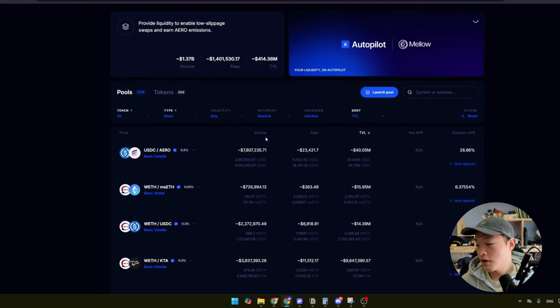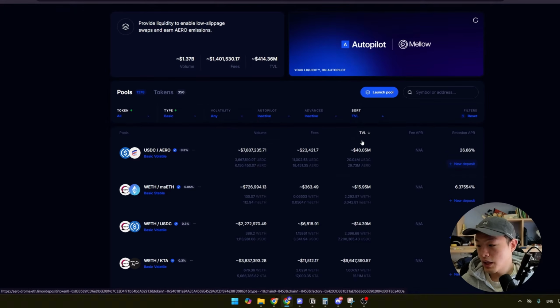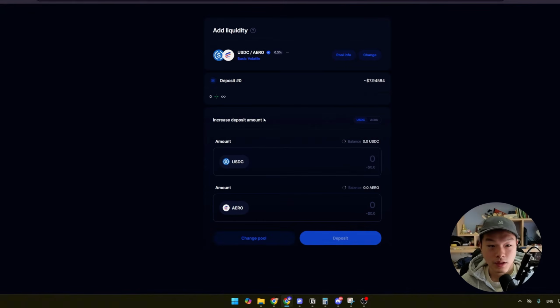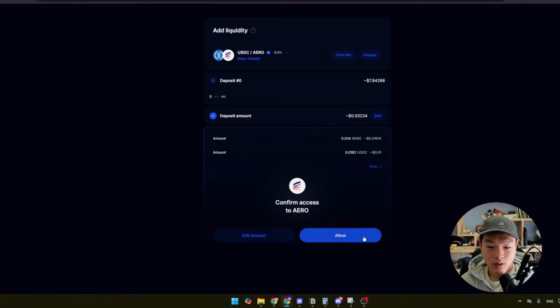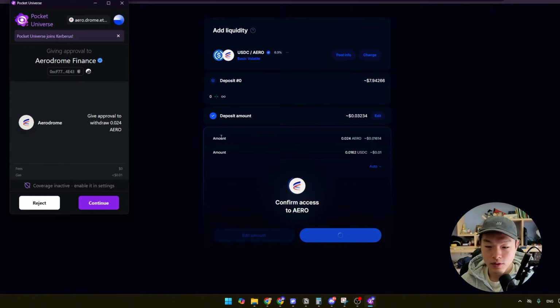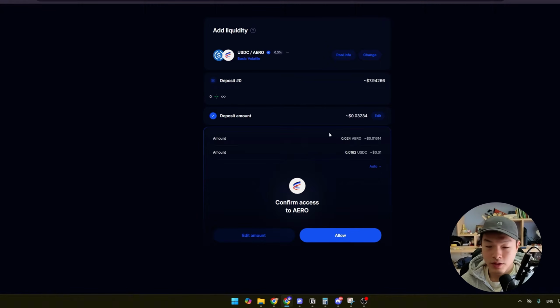And what we can do here, if we want to provide liquidity for Aero to USDC, we want to hit new deposit, and then we want to put whatever amount that we want to provide liquidity for, right? If I have some Aero in my wallet, and again, this is just a demo wallet. I don't keep a lot of money in my demo wallet. You're going to hit deposit, and then it's going to ask you for approval to withdraw your asset. Then you could just deposit there, right?